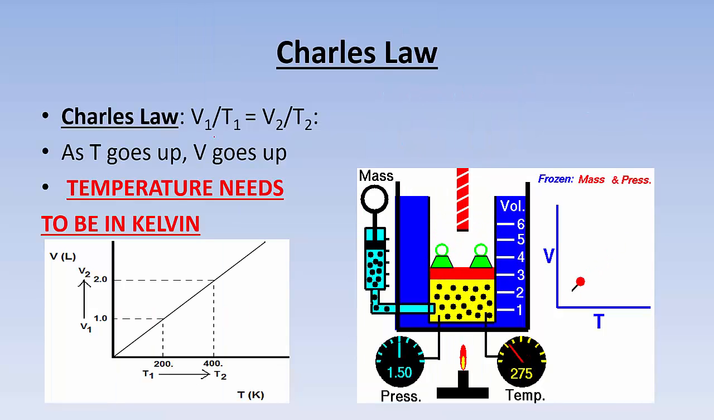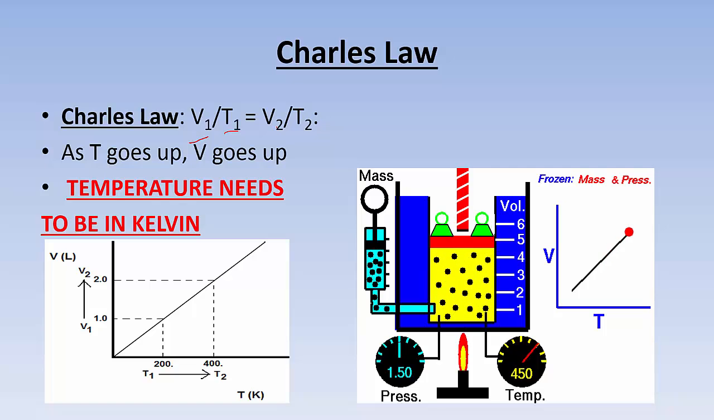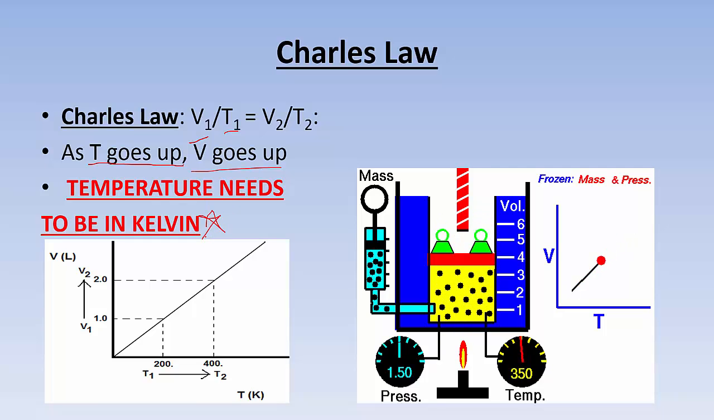Second is Charles' law, where it's the relationship between volume and temperature. And it basically says V1 over T1 has to equal V2 over T2. So the volume initially divided by the temperature initially has to equal the new volume divided by the new temperature. And basically as temperature goes up, volume goes up. And temperature needs to be in Kelvin. All right, you can't use Celsius with this.